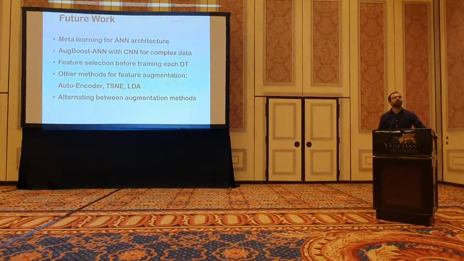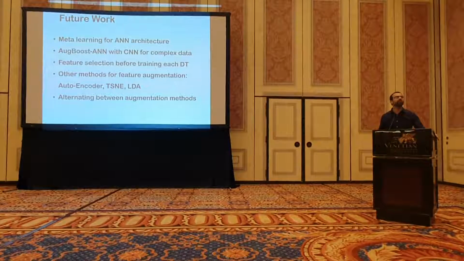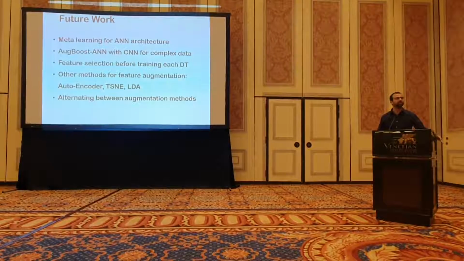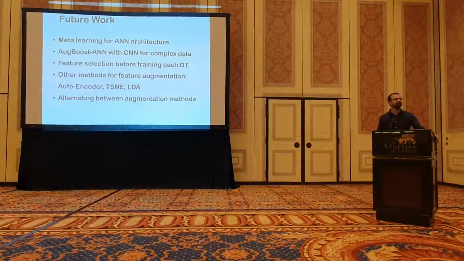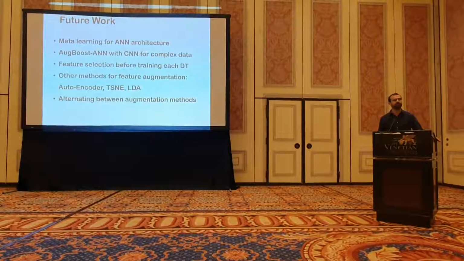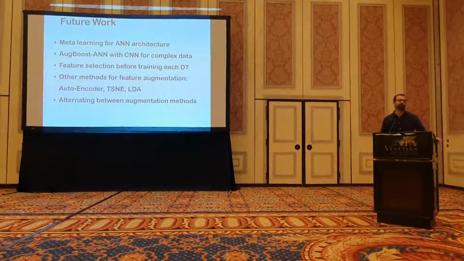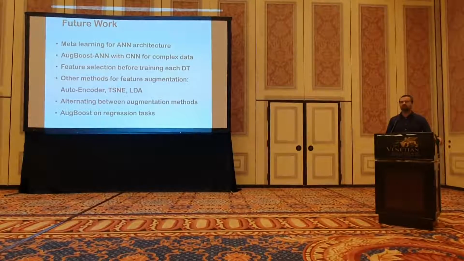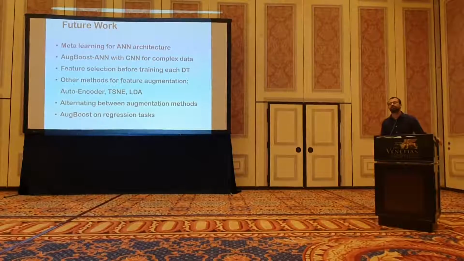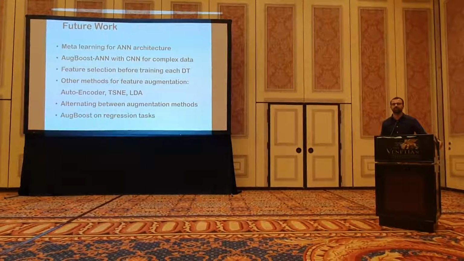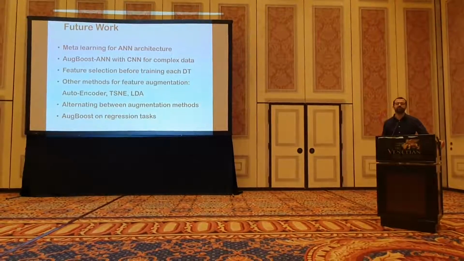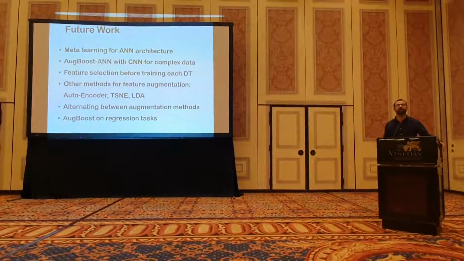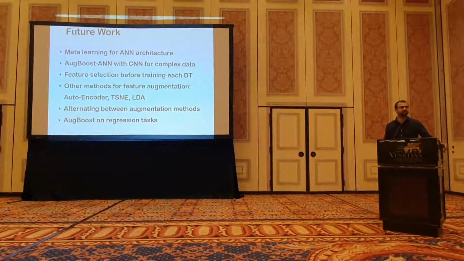And every time we applied AugBoost, we used the same augmentation method in all the steps. But you could really alternate between them. You could do the first time an artificial neural network, then PCA, then go back to artificial neural network. So that's also interesting to observe when you try to create more diversity. And AugBoost on the regression task: what we did was for classification, and to get good results for regression tasks probably requires at least better implementation specifics.